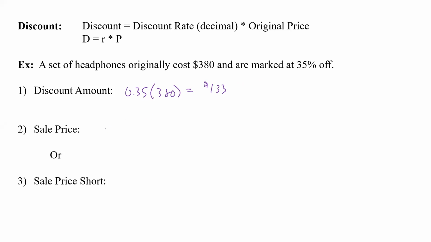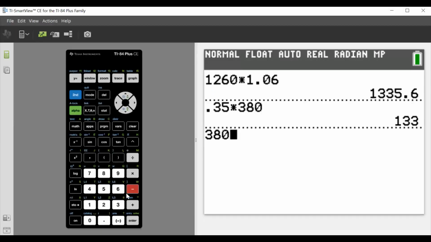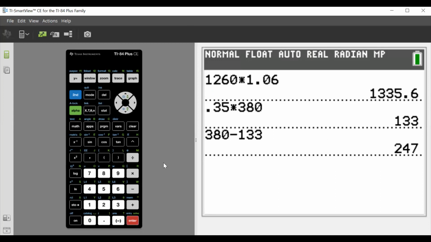So what is our sale price? Well, that's going to be 380 minus 133. And again, we plug that into our calculator. So we're going to have 380 minus 133. That gives us $247 as our sale price.